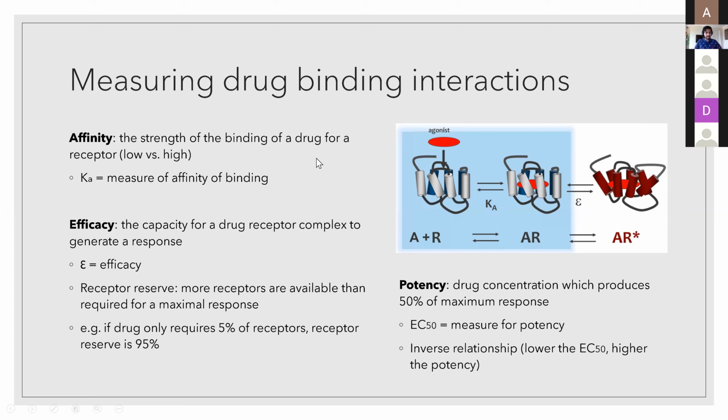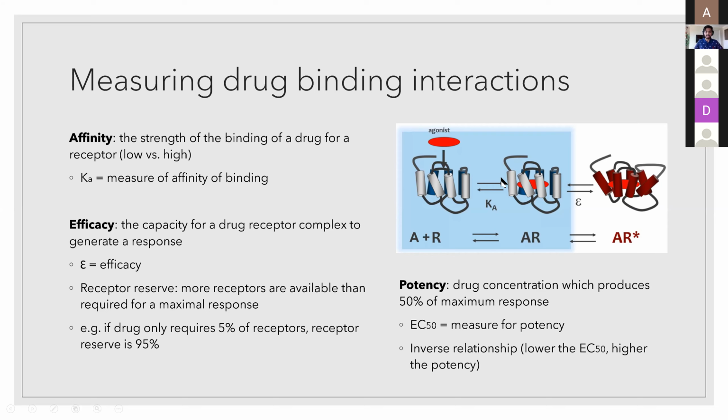We also have efficacy, which is the capacity, once the drug has bound to the receptor, for that complex to generate some sort of response. E, this funny E, represents efficacy, and it's a positive relationship once again. A term that you might come across quite a bit when it comes to efficacy is receptor reserve. This is where more receptors are available than required for a maximal response. This example explains it. If a drug only requires binding to 5% of the receptors in the human body to produce its maximal response, the receptor reserve, the receptors that they don't need, is 95%.